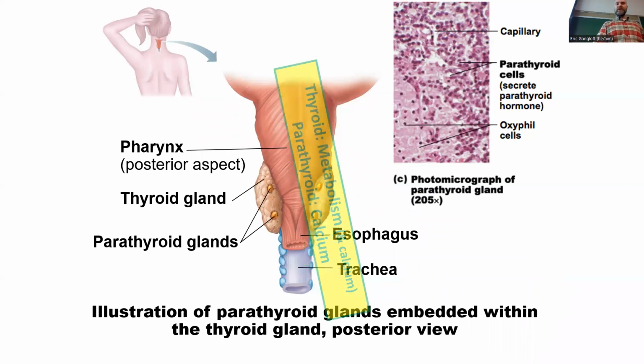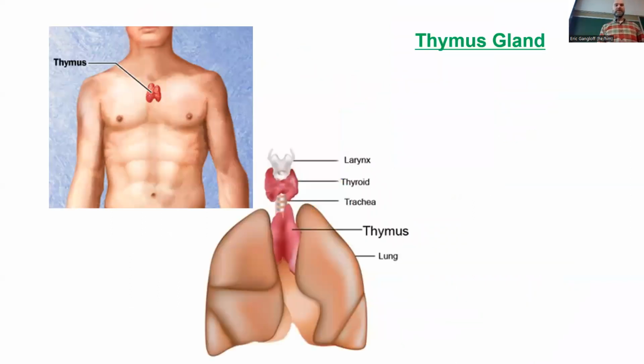Okay, let's talk about the thymus. Now, the thymus is not new news to you. We've covered this when we talked about the immune system, but I just want to revisit that a little bit. The thymus is inferior to the thyroid. So if you remove some of the other tissues, you can see your larynx and your trachea here. The thyroid is kind of up here, nestled right under your throat.